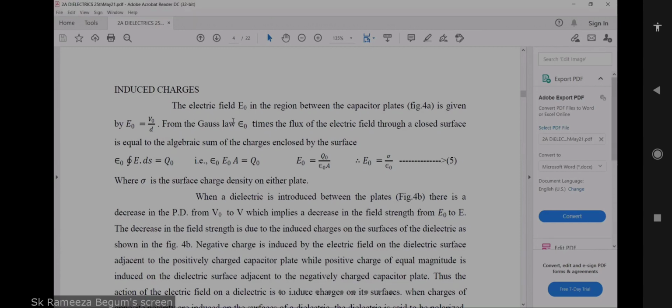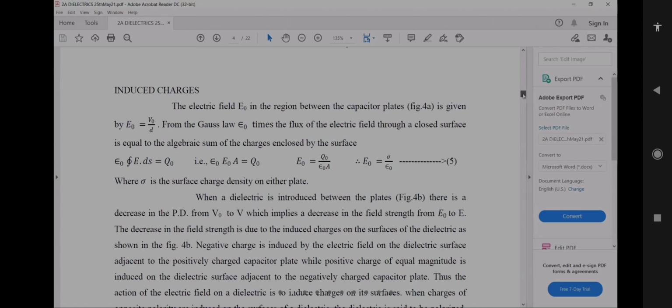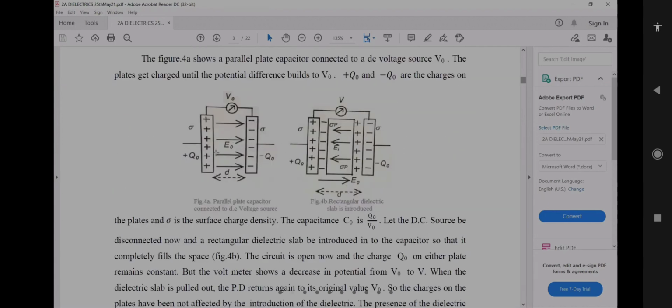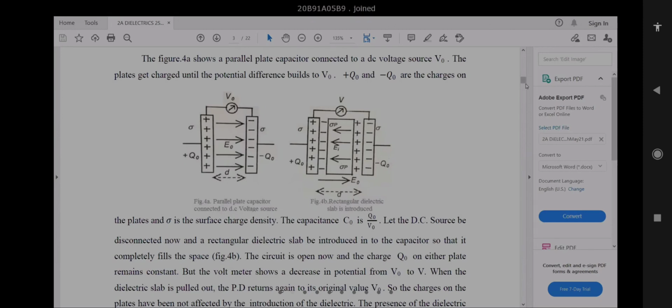So the electric field E naught in the region between the capacitor plates is given by E naught is equal to V naught by d, which is shown in figure 4a. So E naught is the electric field in the region between the capacitor plates and is given by E naught is equal to V naught by d.